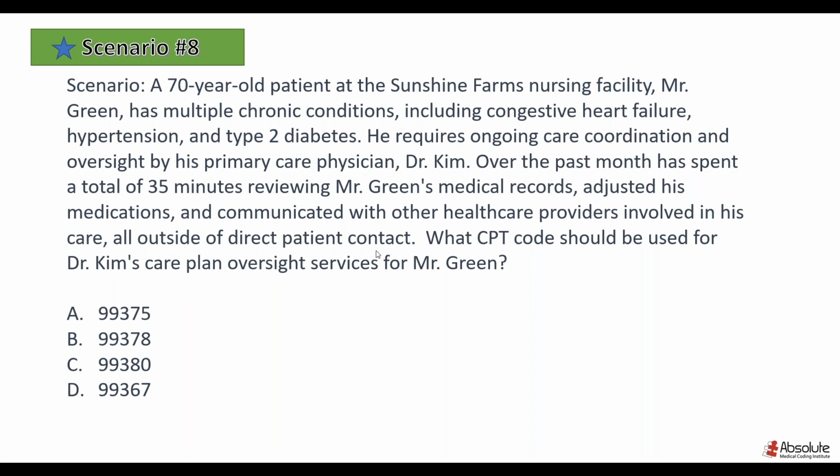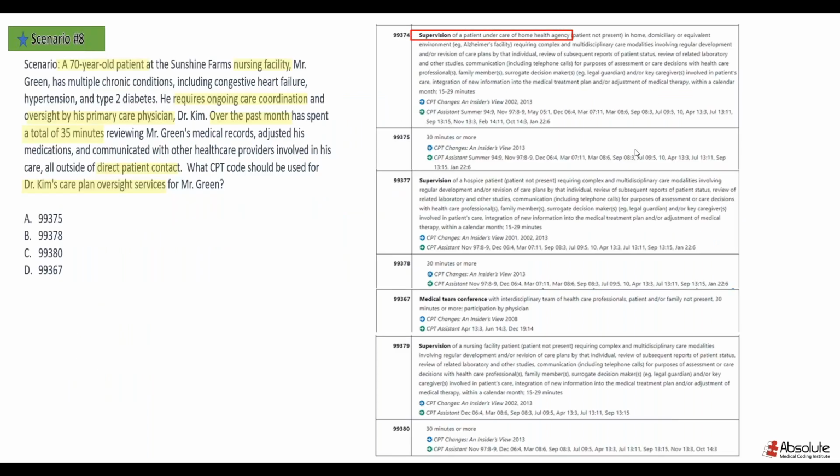And that's time, coders. And thank you once again, Miss Zenia, for reading scenario 8 for us. So, yes, let's solve this one. The keywords here: 70-year-old patient, nursing facility, requires ongoing care coordination, oversight by his primary physician. And what's the total time? The total time of service provided is 35 minutes over the past month, and no direct patient contact was involved. And whom are we coding for? We are coding for Dr. Kim's care plan oversight services, and these are our codes.